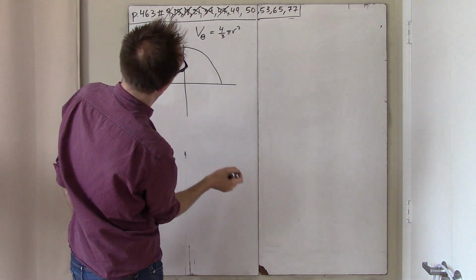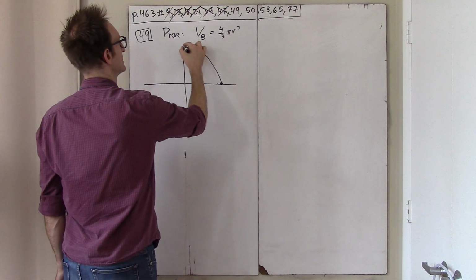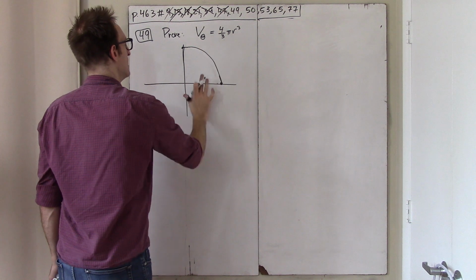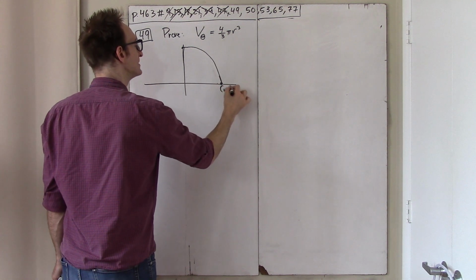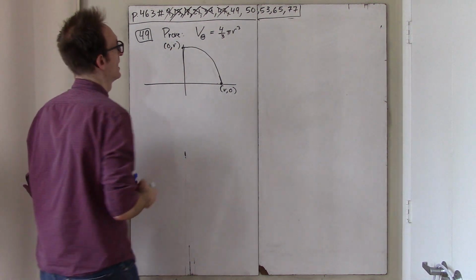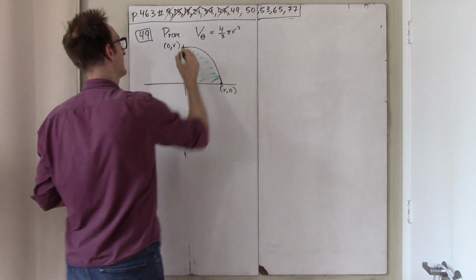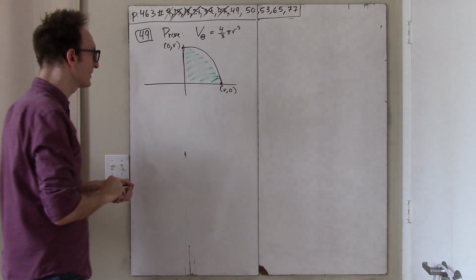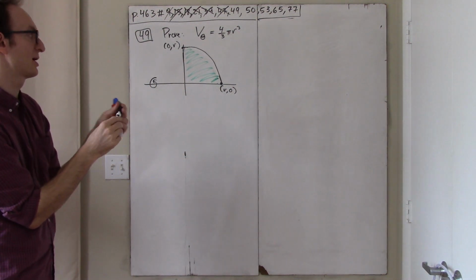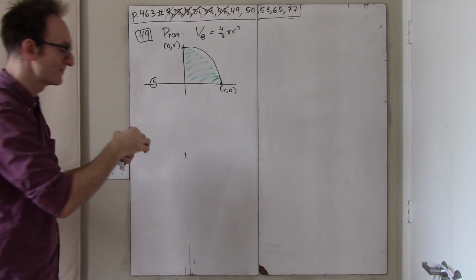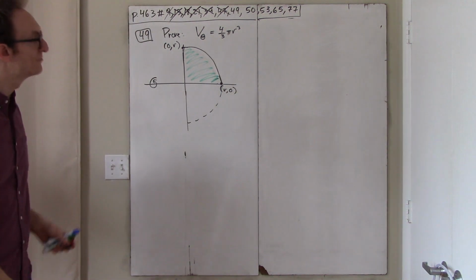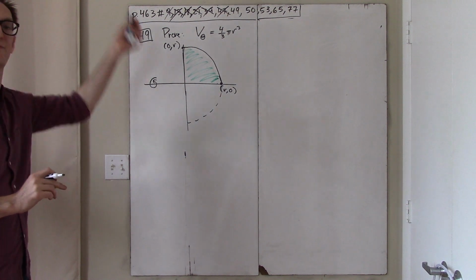Anyway, it's not a good circle, but that's r comma 0, that's 0 comma r, and I will shade this region here, and I will ask, what happens if we rotate this region about the line y equals 0, about the x-axis? And the answer is we get a hemisphere. And the volume of that hemisphere is just half the volume of a sphere.